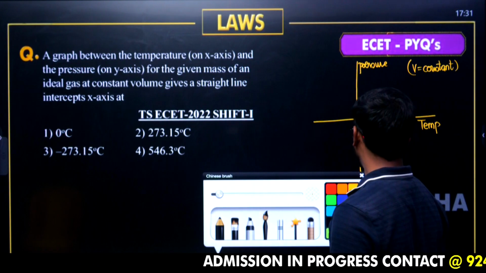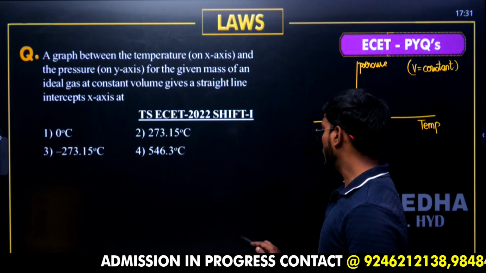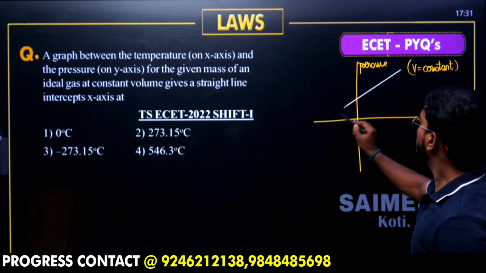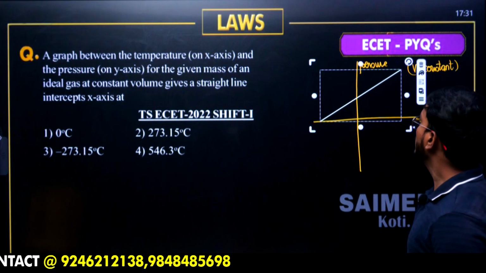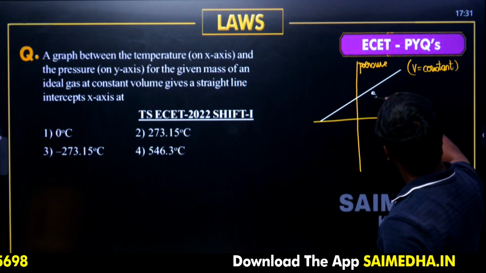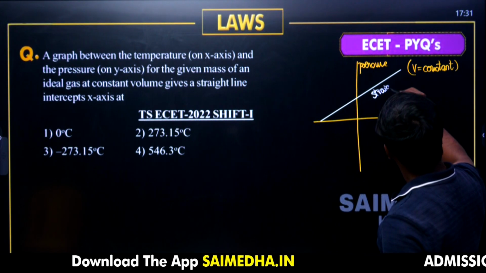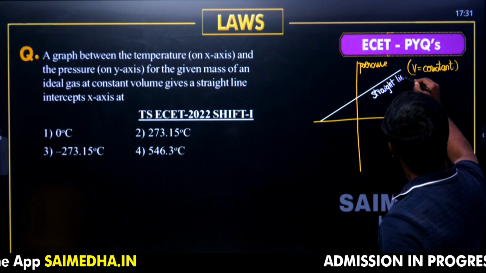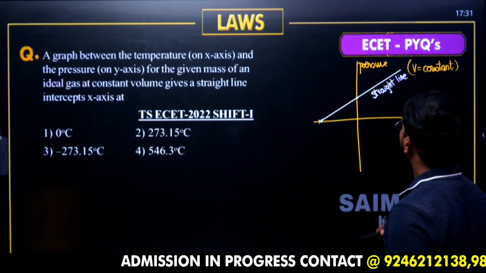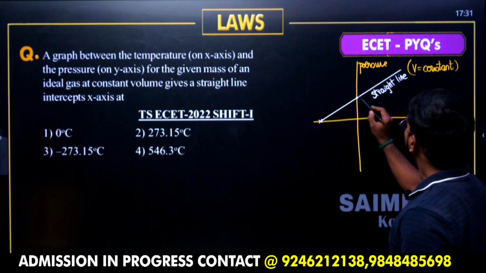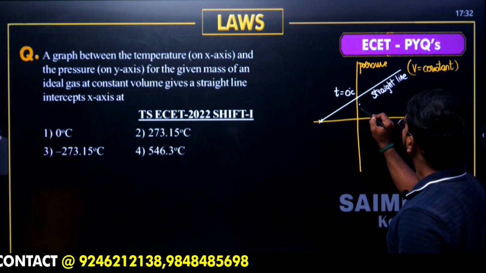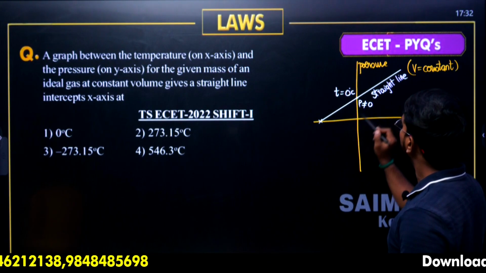Okay, let me give you the diagram now. This is the diagram we usually get, a straight line, which intercepts the x-axis and the y-axis. Here temperature is equal to 0 degrees Celsius, but pressure is not equal to 0.